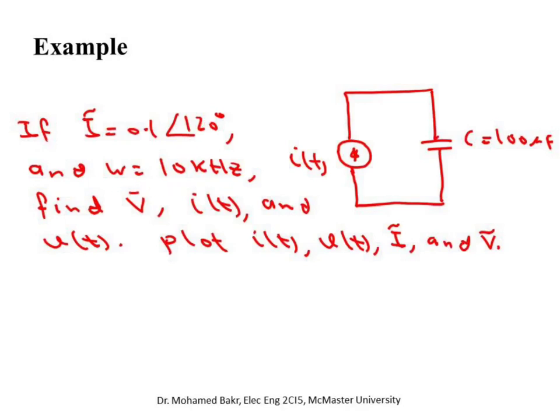Of course, we can apply Ohm's law in the same way to get the voltage. The voltage is equal to I, the phasor of the current, multiplied by the impedance of the capacitance. We don't talk about resistances anymore, we talk about impedances, because impedances are the thing that relates one phasor to the other. We can get V tilde, take all the phasors to the time domain, plot them in the time domain, and plot them in the frequency domain as well.